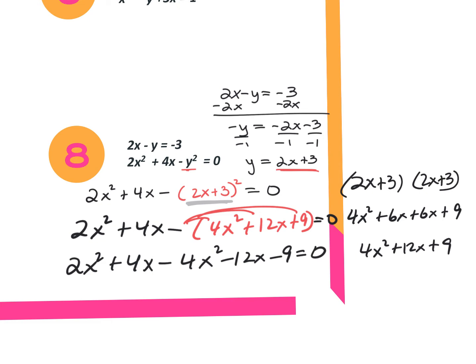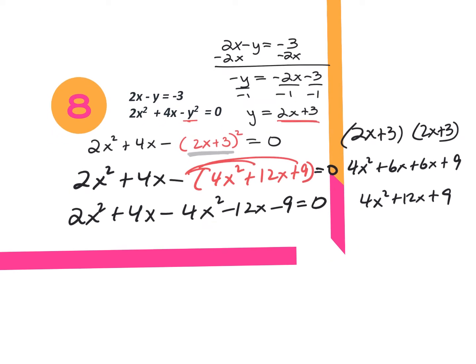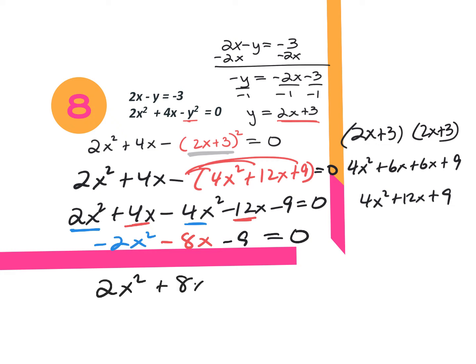Now what I need to do is combine my like terms. I can combine the 2x squared and the negative 4x squared, and this gives me negative 2x squared. Then combine the 4x and the negative 12x, which gives me negative 8x. And then nothing to combine with the 9. Now, just to make this easier, I'm going to divide everything by negative 1. So then it'll become 2x squared plus 8x plus 9 equals 0.